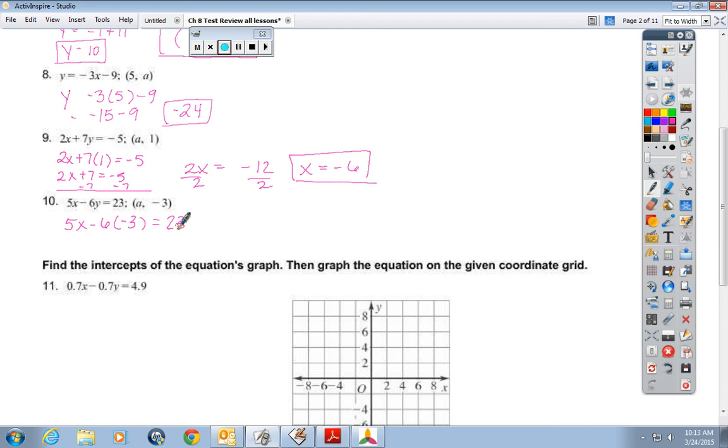equals 23, which means 5 times what number minus 6 times negative 3 equals 23. So this is just a standard equation like we did at the beginning of the year. This would end up being 5x plus, because negative 6 times negative 3 is positive 18, equals 23. Then I would subtract 18 from both sides, and I get 5 times what equals 5. Divide both sides by 5, and I get 1.